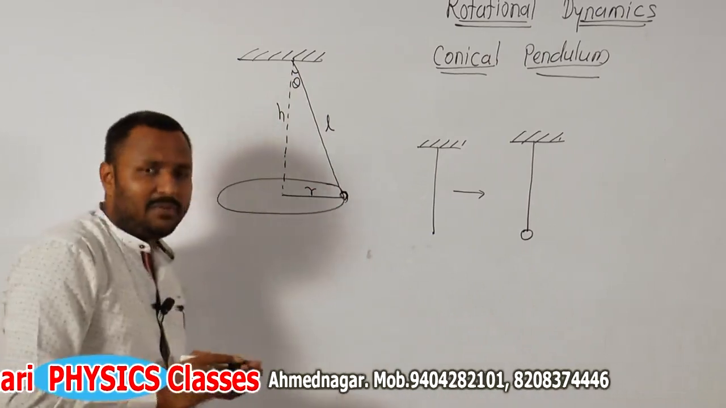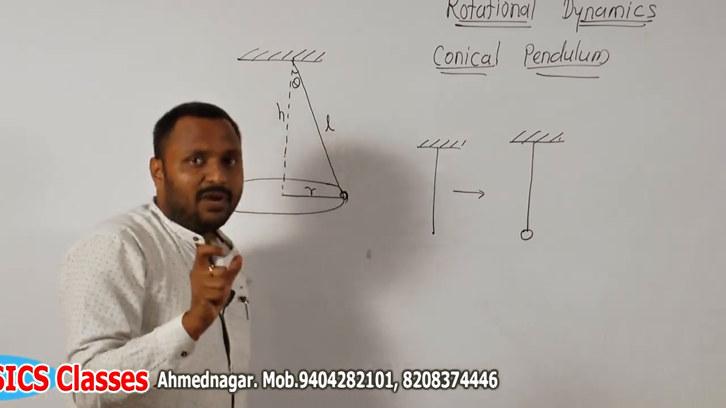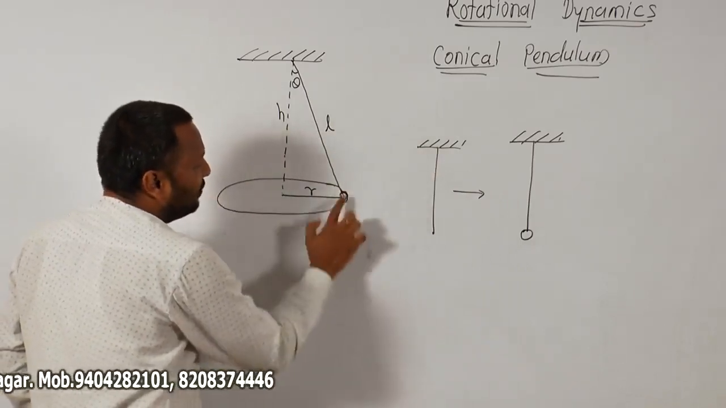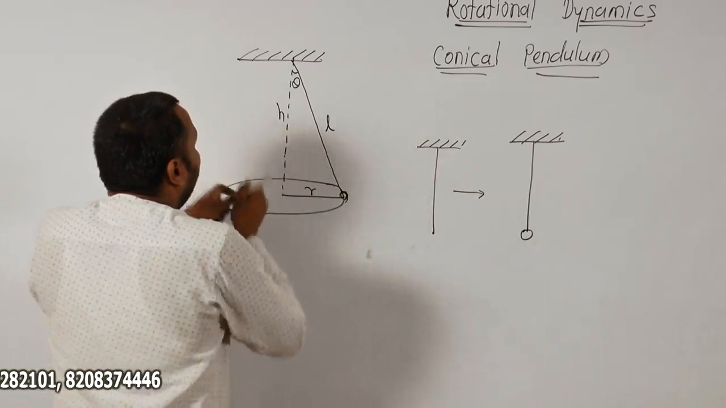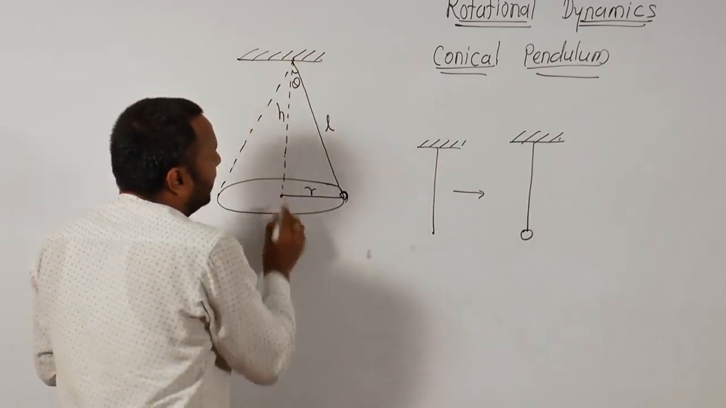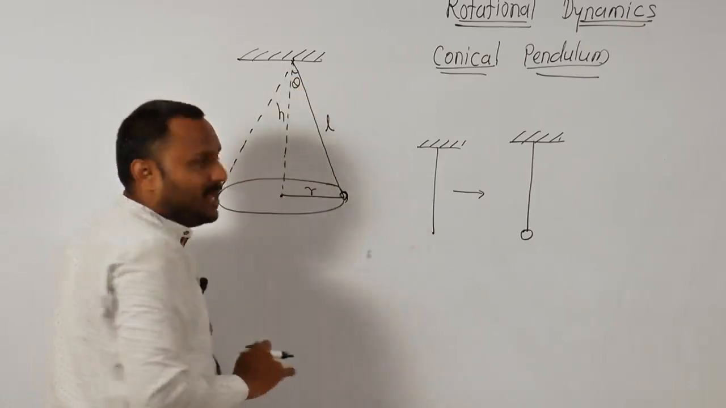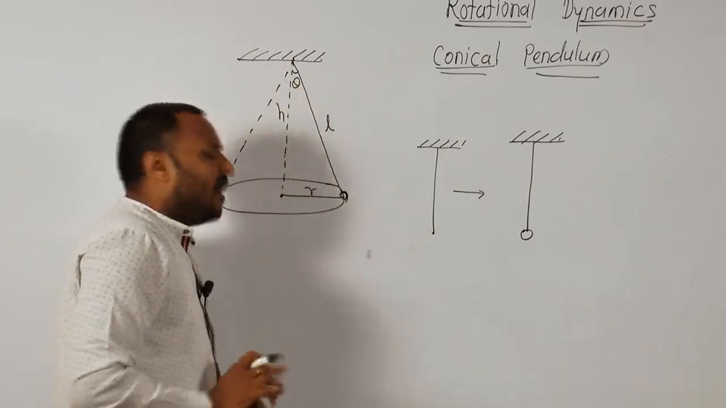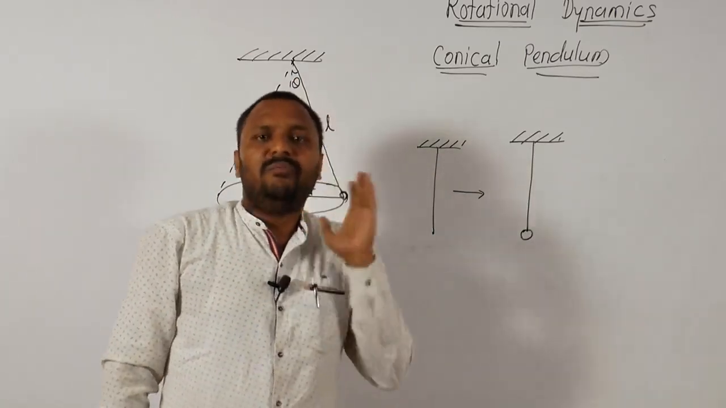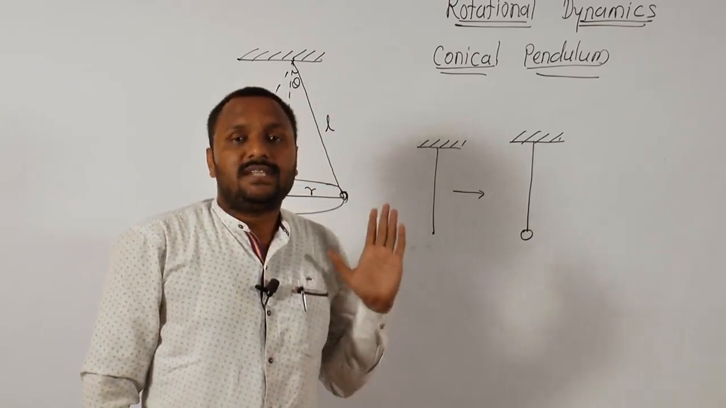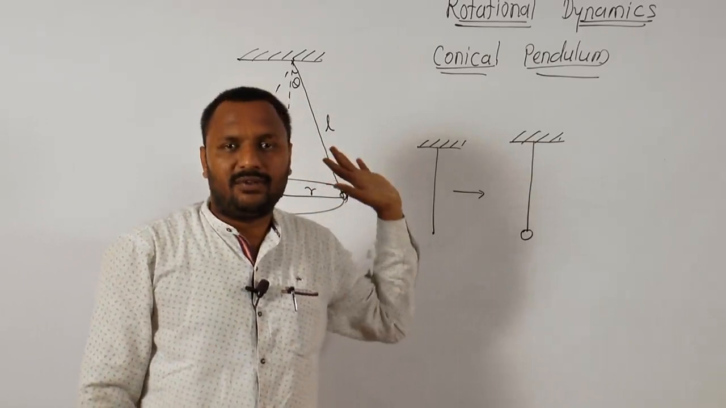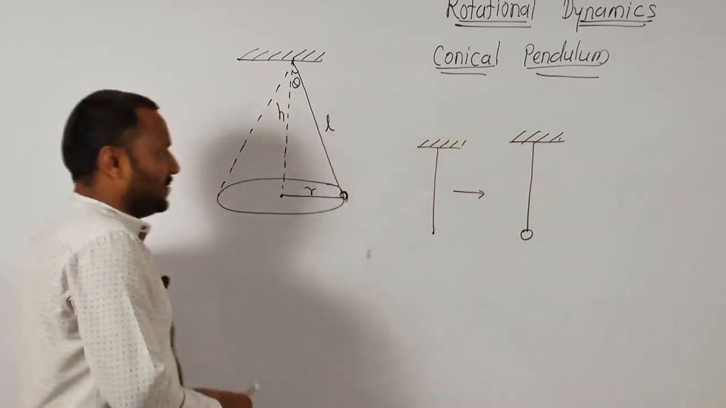Then what is a conical pendulum? A simple pendulum in which the bob moves along a horizontal circular path and the string forms a cone. Then this pendulum is called a conical pendulum. Okay, now we develop the equation for that. For that purpose, we must know the centripetal and centrifugal concept. You again see that lecture on centripetal and centrifugal force. Okay, now observe these.